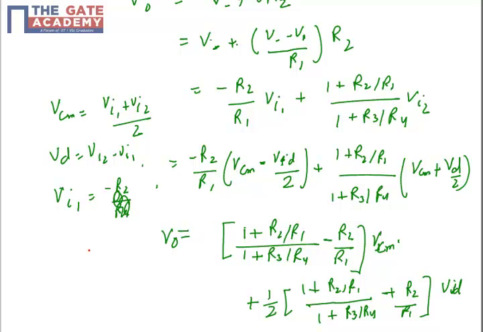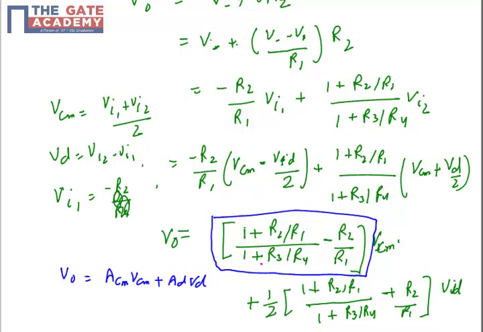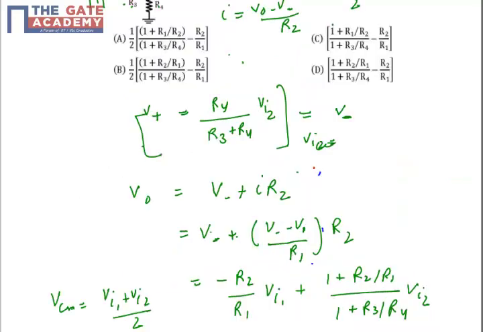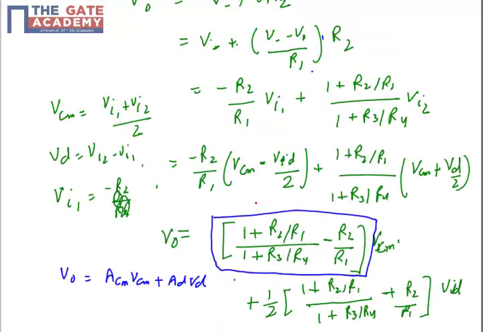So from this we know that the output expression of the op-amp is given as V0 equal to ACM times VCM plus AD times VD. So in the expression we can see that the common mode gain ACM will be (1 plus R2 by R1) upon (1 plus R3 by R4) minus R2 by R1. This is the expression for common mode gain. So option number D will be the correct option, which matches the expression.